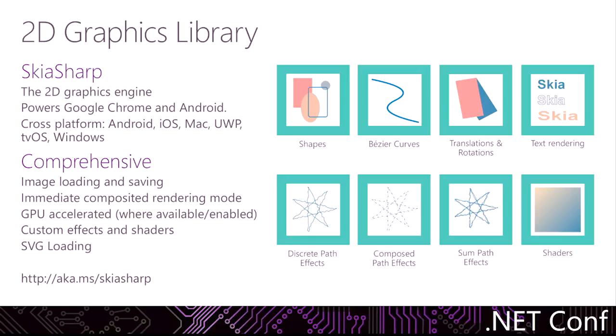And I love SkiaSharp. It's essentially a cross-platform 2D graphics engine, and it powers Google Chrome, Android, and cross-platform with Android, iOS, Mac, UWP, tvOS, and Windows Desktop to run absolutely everywhere from a shared user interface API. So you can do crazy things like draw vector shapes, curves, translations, rotations, text rendering, shaders, path effects, all sorts of amazing things. It even has SVG loading built right in. And it's GPU accelerated where possible. So you're going to get the best possible performance.